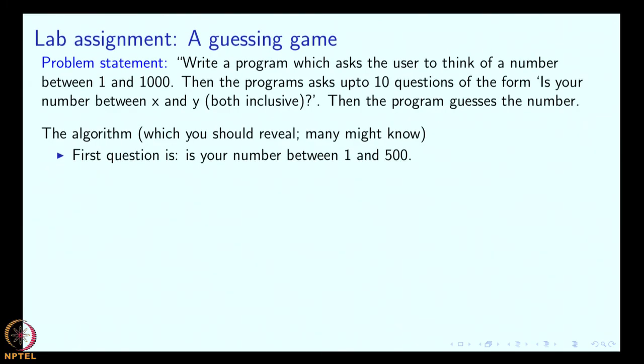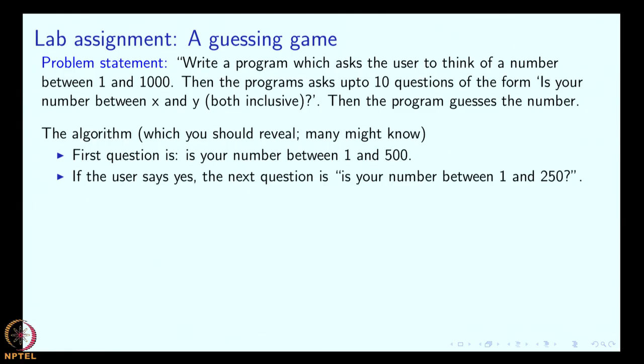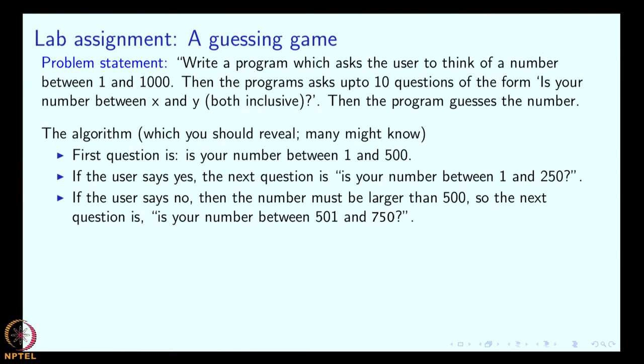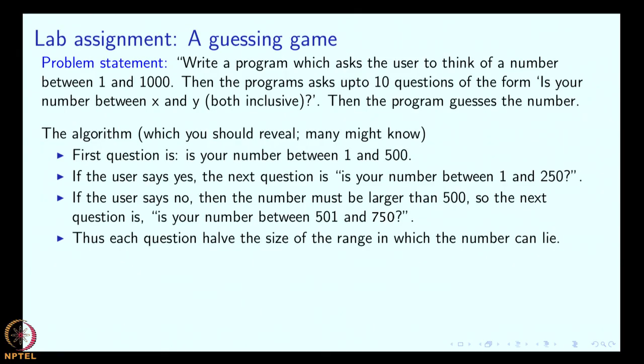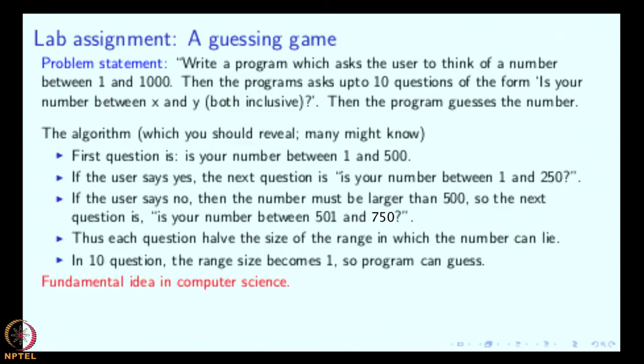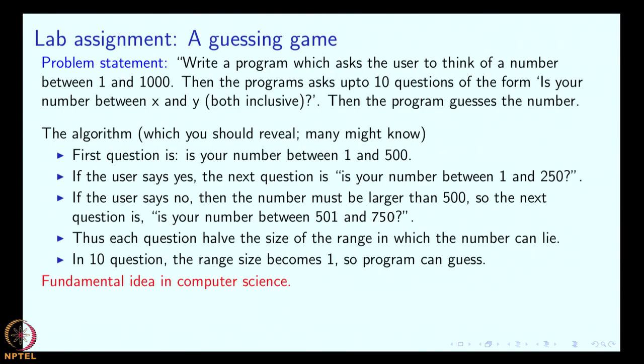So the algorithm which you should reveal, and many might know the algorithm already, is that the first question should be, is your number between 1 and 500? After that, if the user says yes, the next question should be, is your number between 1 and 250? If the user says no, then the number must be larger than 500. That's what you get from the answer. And so the next question is, is your number between 501 and 750? So essentially each question is going to halve the size of the range in which the number can lie. So in 10 questions, the range size becomes 1, so that the program can guess.